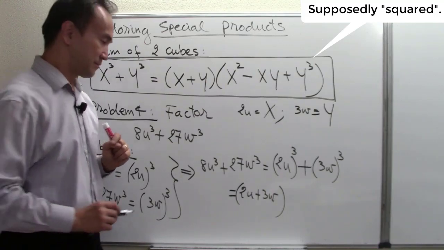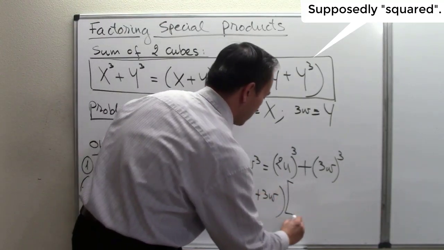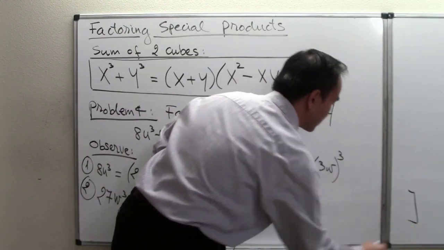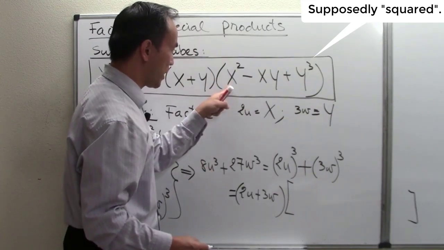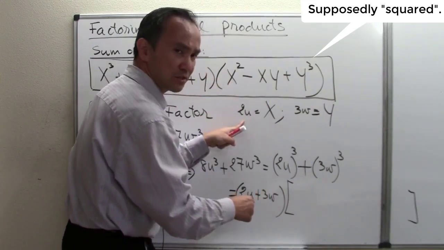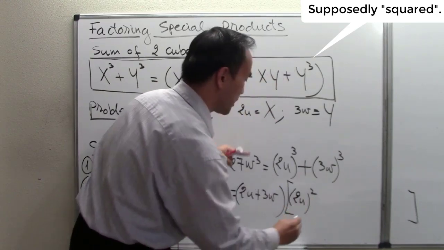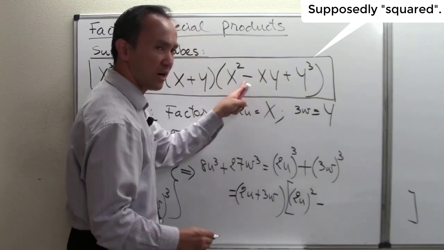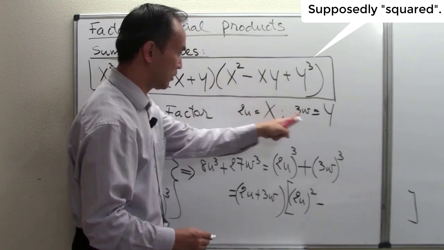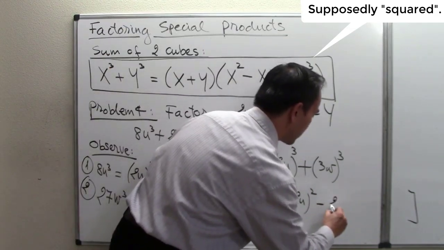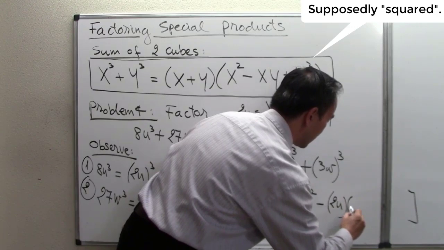Now I'm going to produce brackets. So x squared, but x is 2u, so I'm writing 2u all squared. Then x squared minus xy, but x is 2u and y is 3w, so I'm putting together 2u in parentheses times 3w.